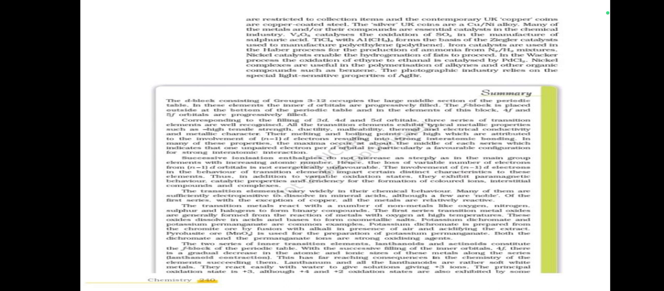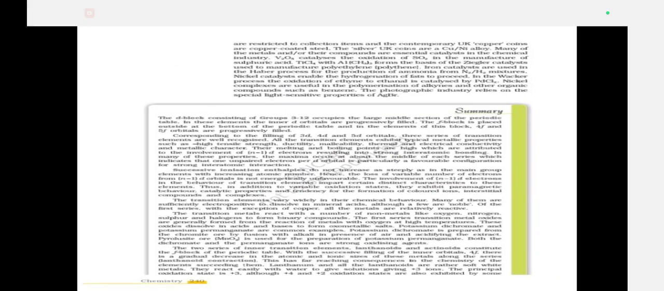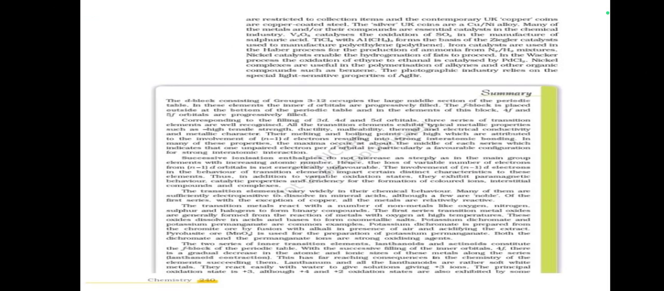All the transition elements exhibit typical metallic properties such as high tensile strength, ductility, malleability, and thermal and electrical conductivity. Their melting and boiling points are high, which is attributed to the involvement of d electrons in metallic bonding. The maxima occur at about the middle of each series, which indicates that one unpaired electron per d orbital is a particularly favorable configuration for strong interatomic interaction.